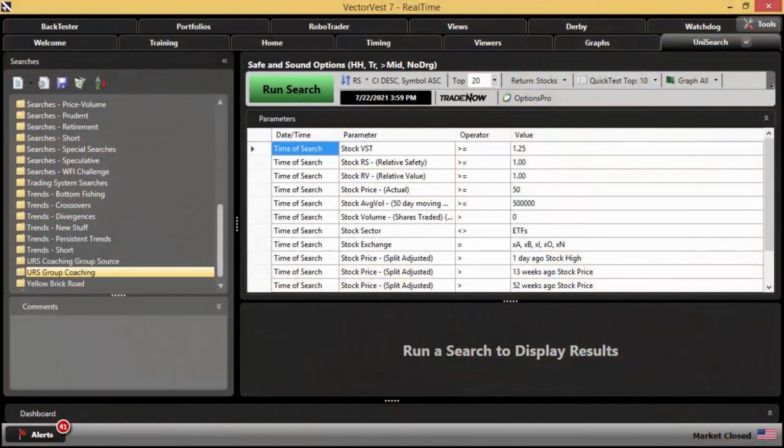Here's an example of a search we have in our Unisearch tool that we created for our options paycheck students. It's a search you can build as well. Now let's look at the criteria of this bullish search and how it really helps us with the key principles that we looked at today.